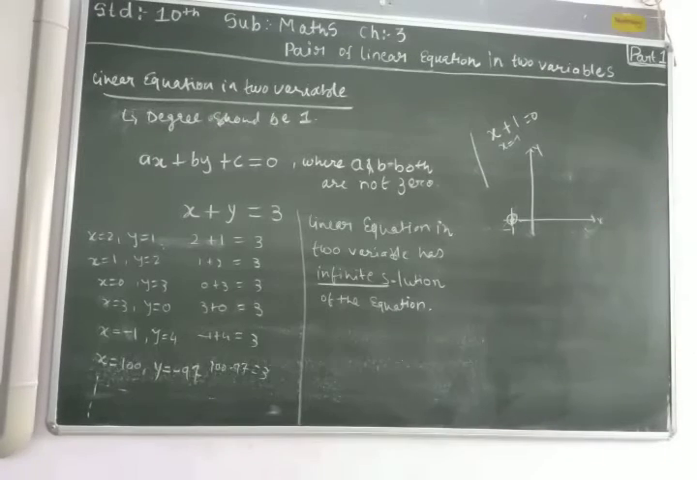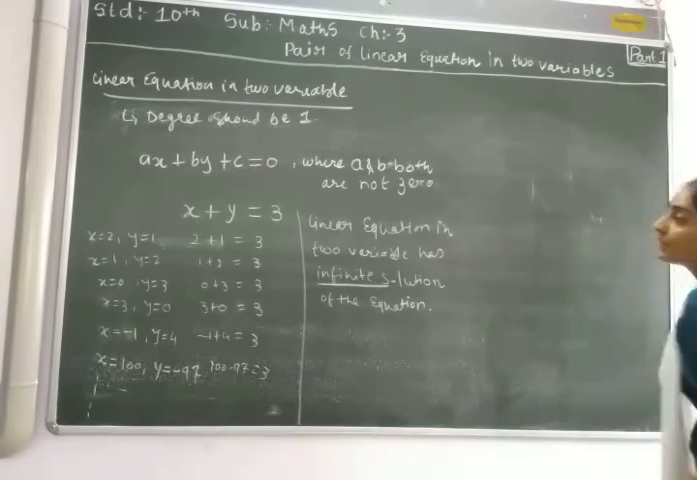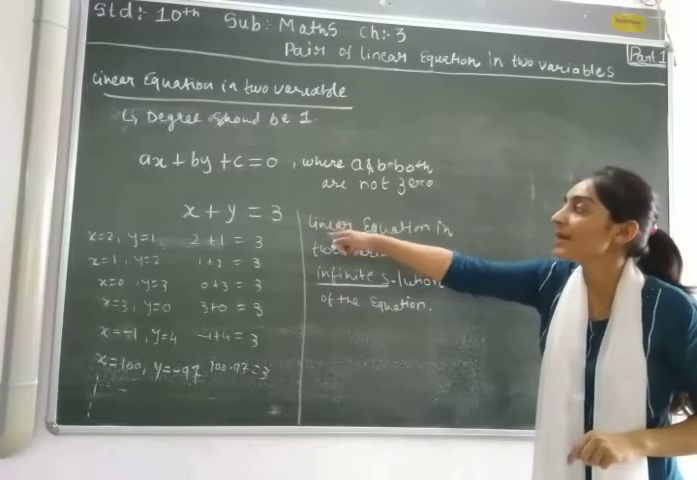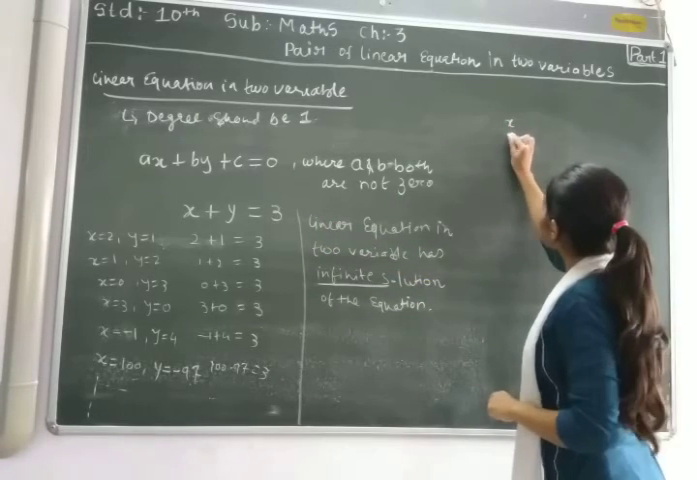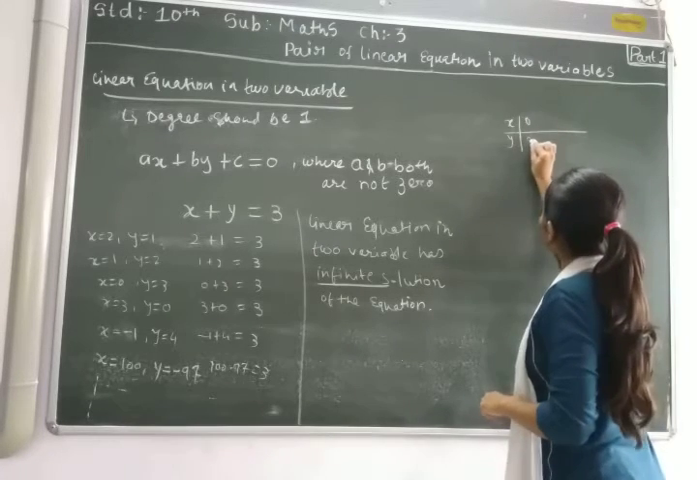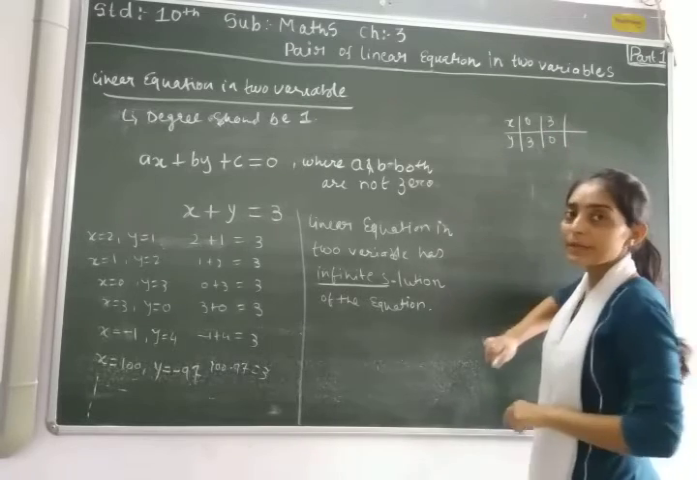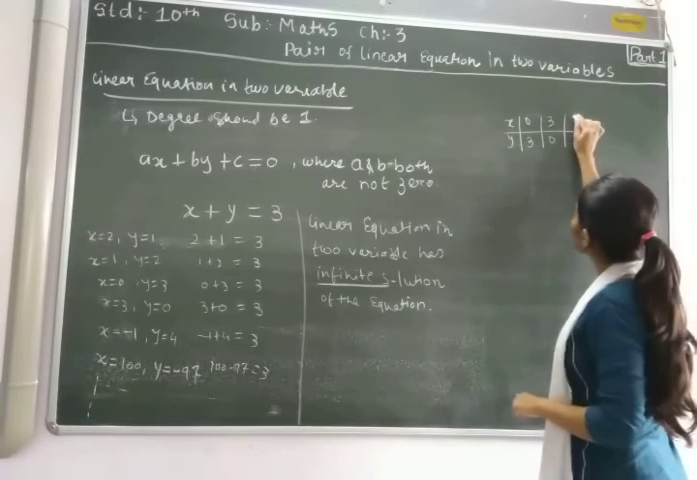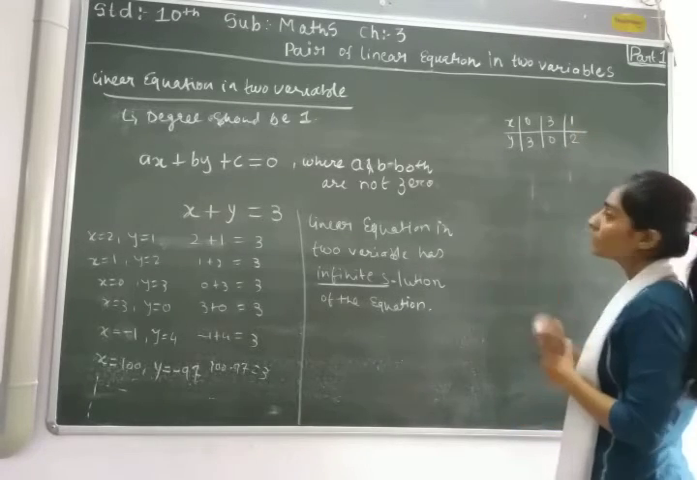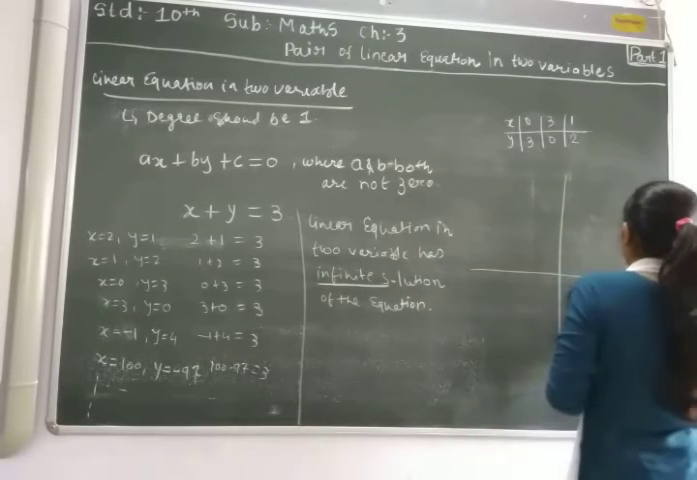Now, let me take this example only, x plus y equals 3. So I am taking x and y as different values. I am taking 0, getting 3. I am taking 3, I am getting 0. If I take x equals 1, y equals 2. Likewise you can find so many solutions.